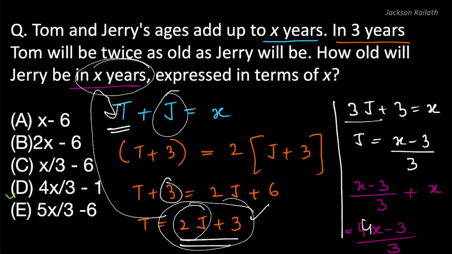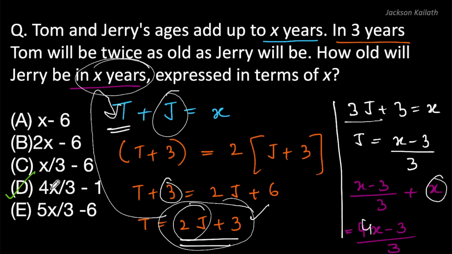So this is (4x - 3)/3. Again, if you are confused with that, it's just by writing this x over here as 3x/3, and then you have x - 3 + 3x in the numerator, which simplifies to 4x - 3, and in the denominator you have 3.